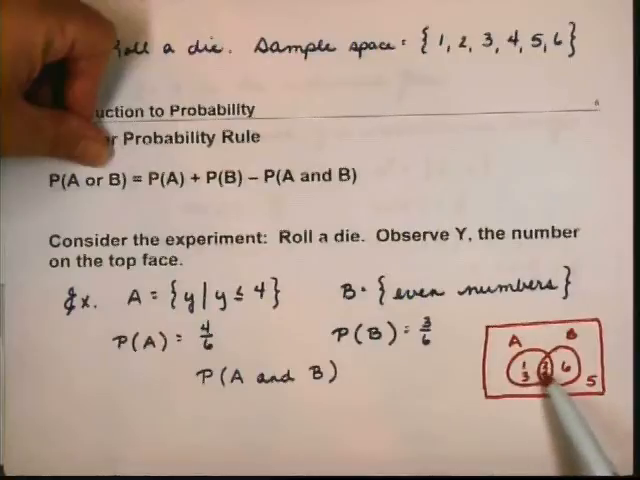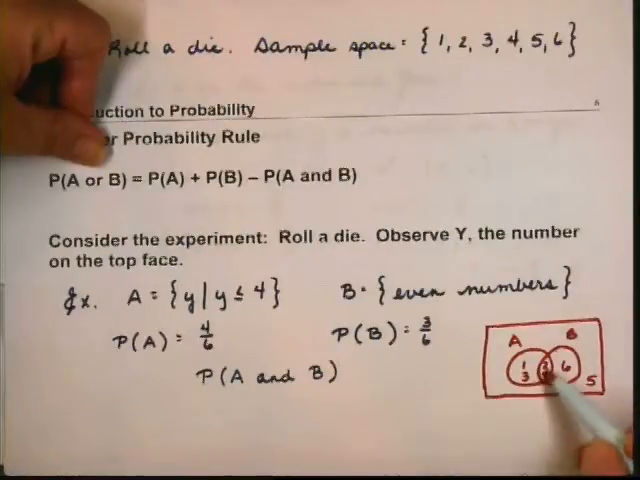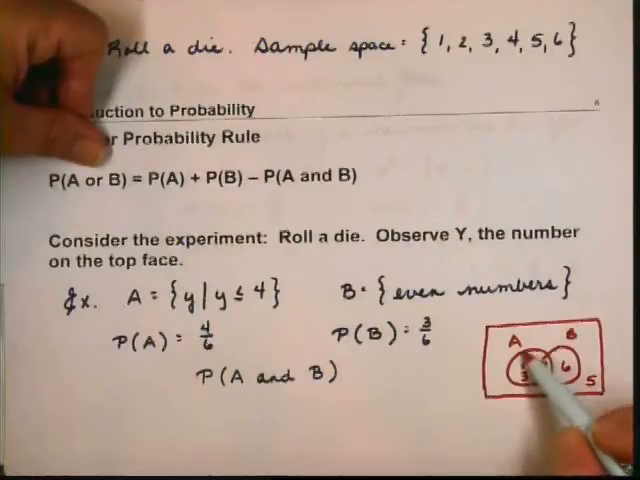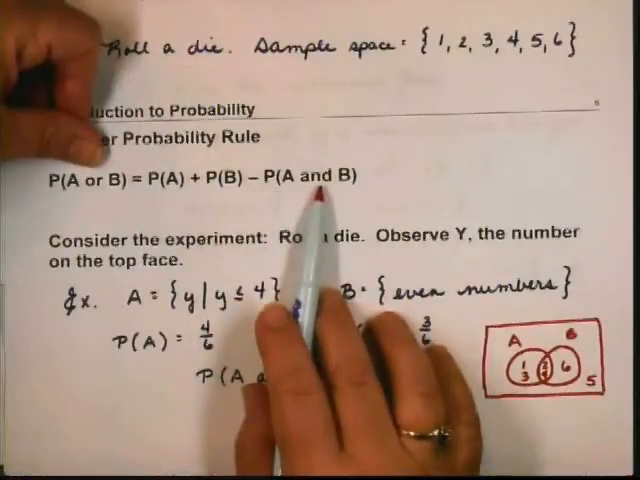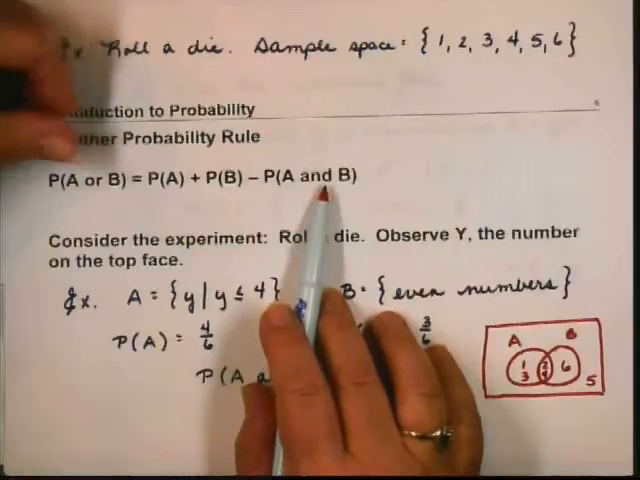If I count those, then the probability of A or B is the set of numbers 1, 2, 3, 4, 6. We know there are 5 ways that can occur out of the 6 possible outcomes. I can't count the 2 and 4 twice, because if I take the probability of A, I'm picking up the occurrence of 2 and 4, and if I count event B, I'm picking up 2 and 4 a second time. So I don't want to count things twice.